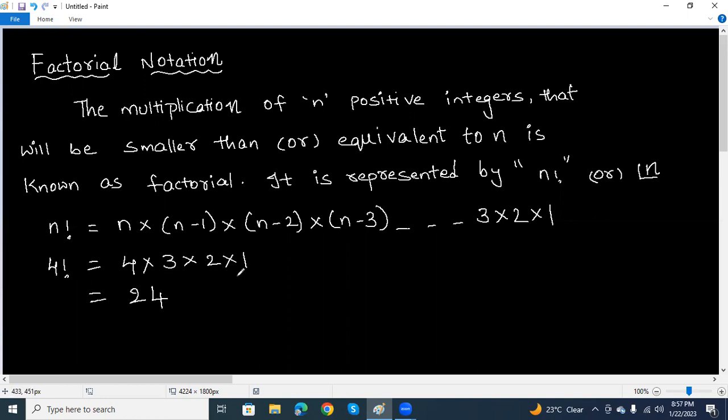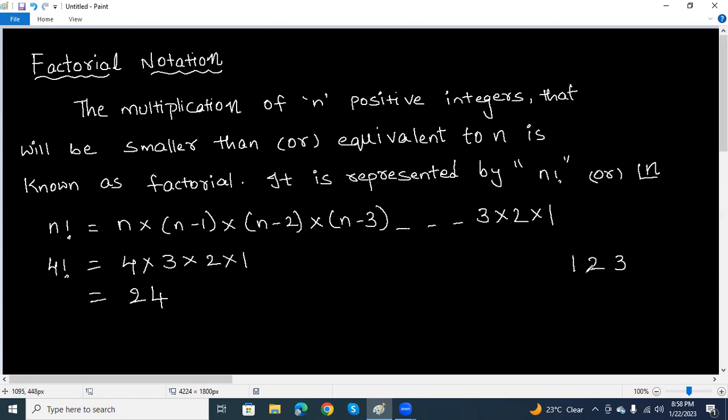What is the use of finding the factorials? These factorials are used in algebra, permutations, combinations, and also some mathematical analysis. Coming to a real scenario example: 3 persons went to the theater to watch a movie. The number of ways in which 3 persons can be seated in a row. 1, 2, 3 persons.